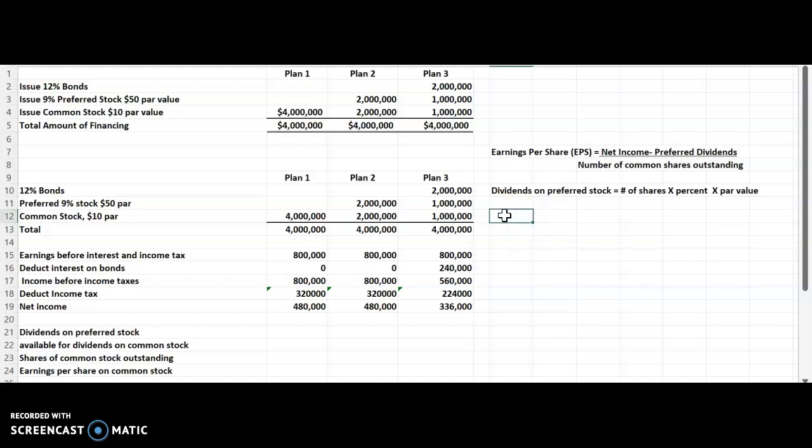So let me just write some notes here for number of shares. We can get the number of shares by taking the 2 million and dividing it by the par value. So when you do that, you get 40,000 shares of preferred for Plan 2.